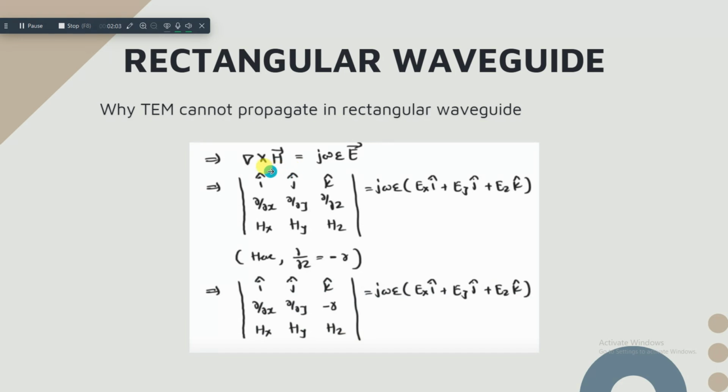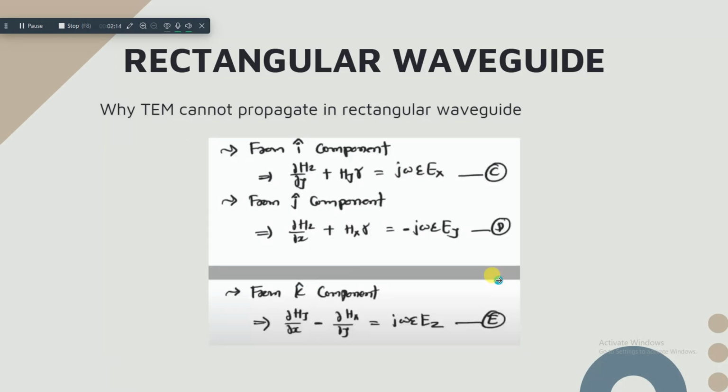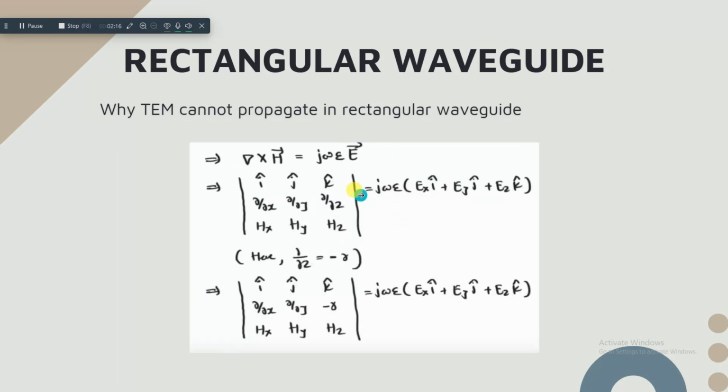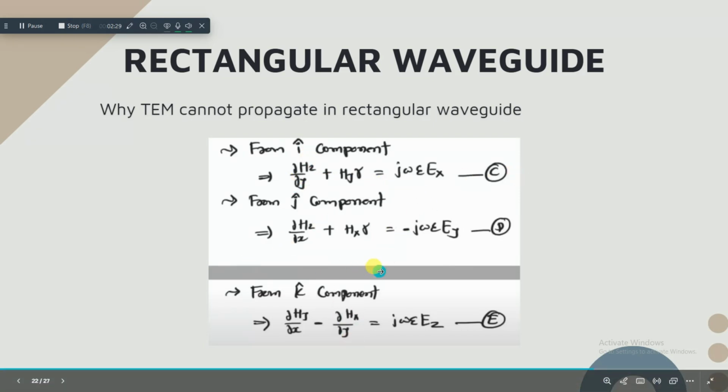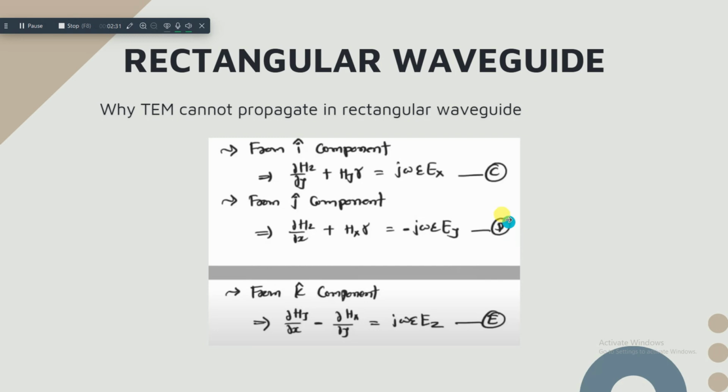Moving on. This is Maxwell's equation: del cross H equals j omega epsilon E. Expanding it, we get this. After doing this, we take the i, j and k components and match them with this one. Doing this, we get these three equations, which we'll denote as C, D and E.